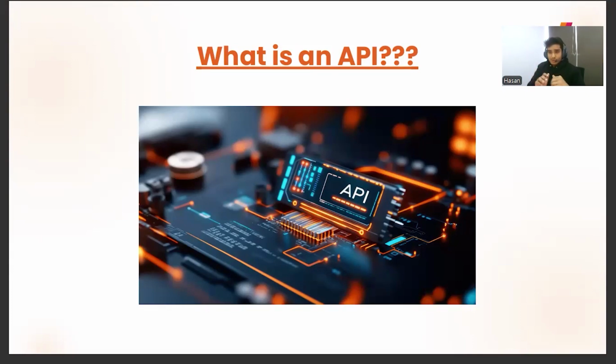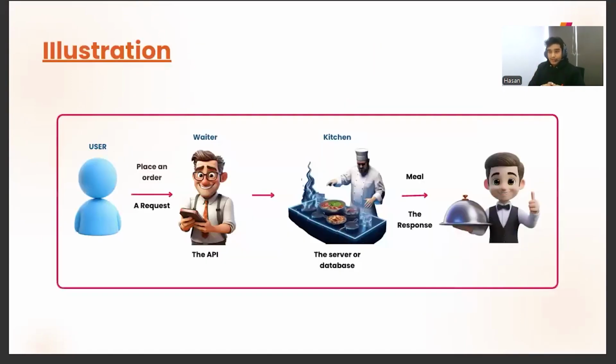Let's break it down to a simple everyday example. Think of an API as a waiter at a restaurant. You, being a user, place an order, which is a request. The waiter takes that request to the kitchen, which can be assumed as a server or a database, and returns with a meal, which is a response. Whether it is connecting with different cloud platforms or integrating third-party services such as Google Maps, Zomato and Swiggy, or processing payments, APIs are behind every digital interaction that we see today.